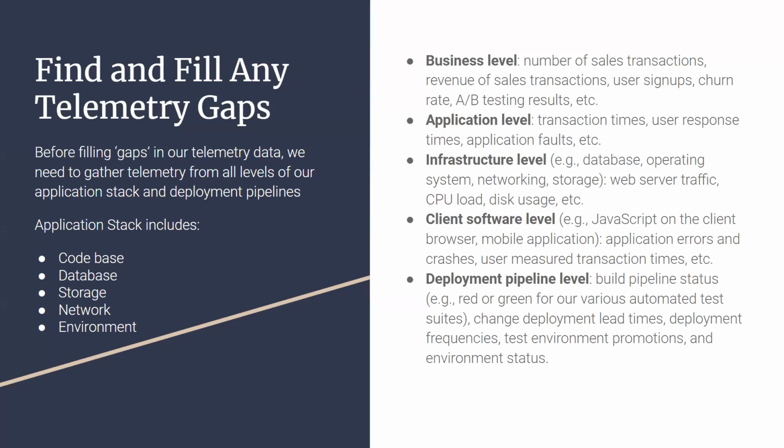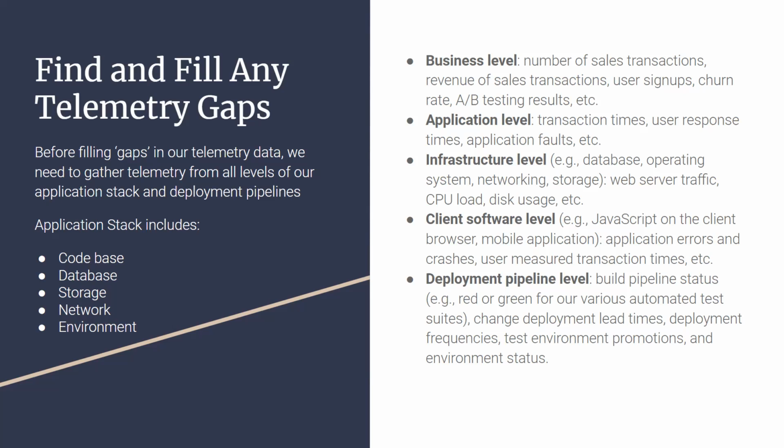After creating an infrastructure where telemetry can help us understand our processes, applications, and environments as a whole, we also need to know if there are any gaps in our data. In order to find any gaps, we must gather telemetry from all levels of our application stack and deployment pipelines. So if you remember, our application stack includes, but is not just limited to, our code base, our database, our storage, network, and environment. Environment includes production, testing, and other used environments, as well as supporting deployment pipelines.